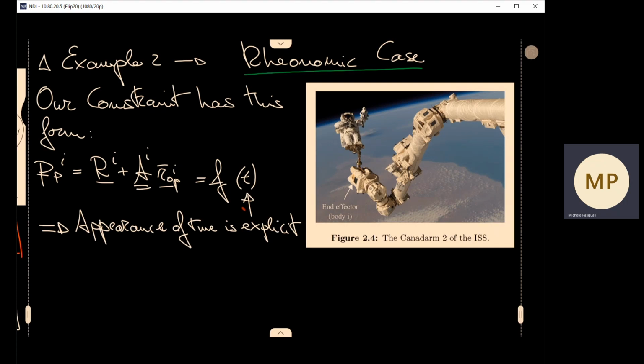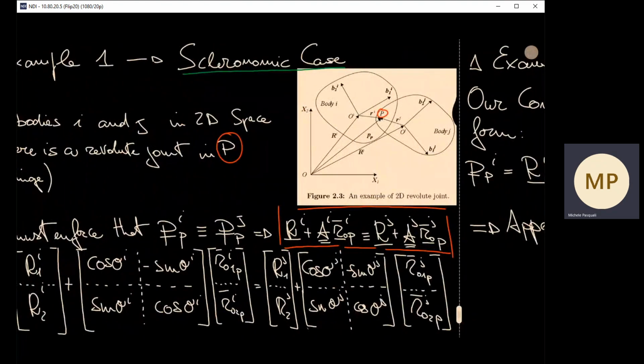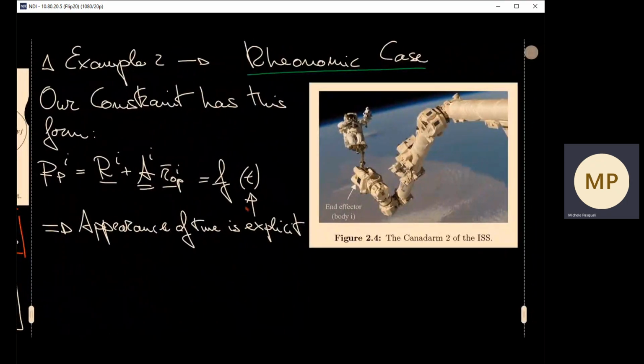Okay, so these are just two very simple examples of holonomic constraints. As you may have already noticed, in this case, we always constrain, as we have said, the configuration of the body. So in this case, the path that the end effector has to follow. In the previous case, the coincidence of the position of two different material points in the bodies. That's why they are called holonomic.